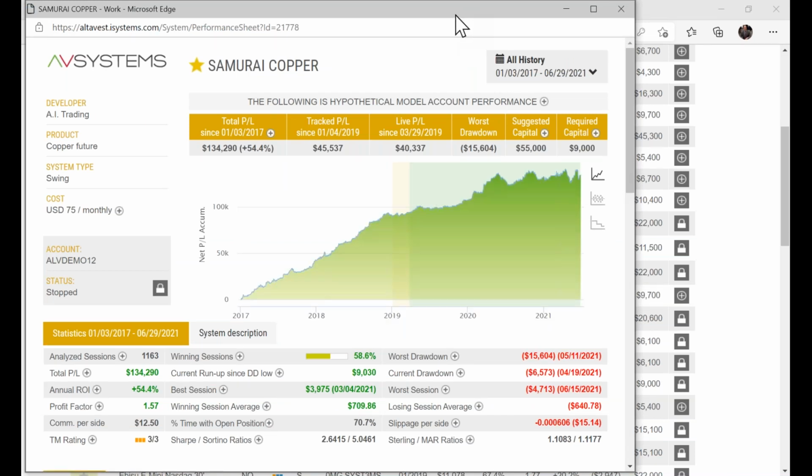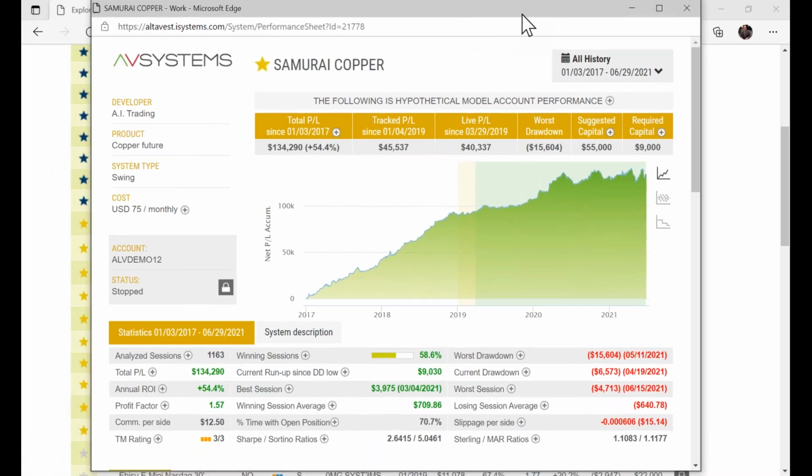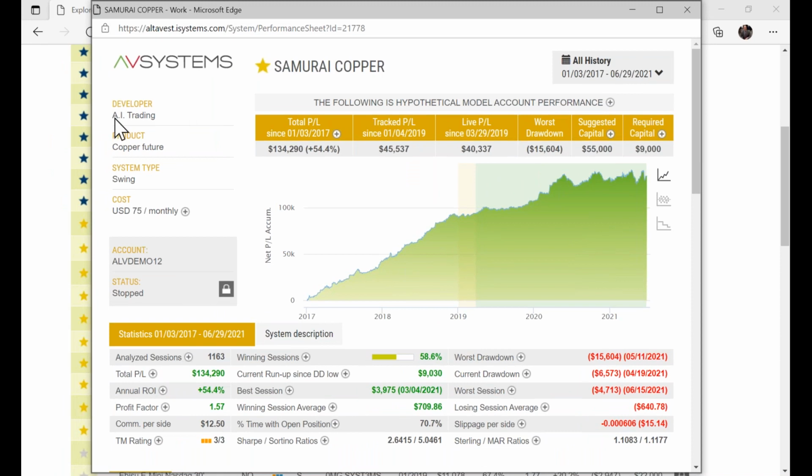Here's one called Samurai Copper. And of course, it's trading copper. You see the name of the developer up here. It's a swing trading system. It costs $75 a month, and that's deducted directly from your account. And of course, I want to point out that all the performance is net of all fees and commissions and costs. So all the performance data, percentages, and dollar figures is always a net result.